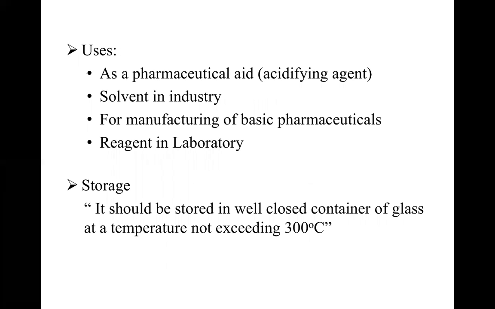Next are the uses. Hydrochloric acid is used as an acidifying agent and a pharmaceutical aid, as a solvent in industry. It is used for the manufacturing of basic pharmaceuticals, so it is a pharmaceutical aid, and also as a reagent in the laboratory. It is also used for the purification of common salt. It reacts with NaCl. Storage: it should be stored in a glass stoppered container at a temperature not exceeding 30 degrees Celsius. Sorry, here it says 300, but it is actually 30 degrees Celsius.